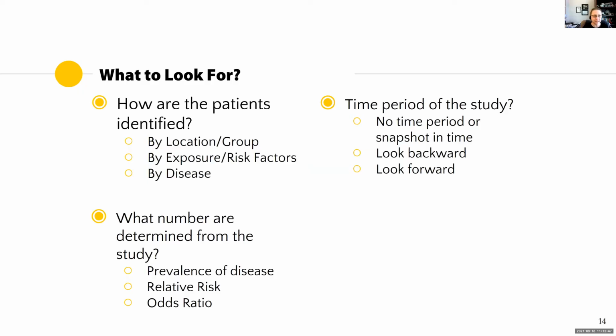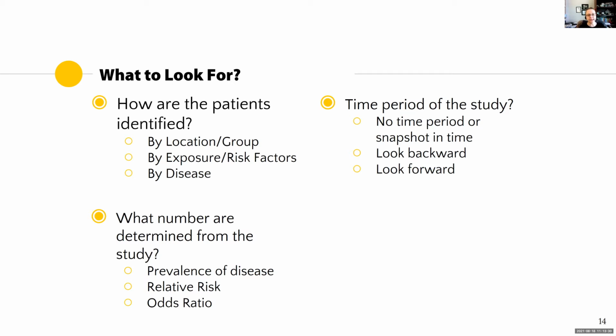All right, so here's a slide just to sum up what to look for when you're trying to figure out what kind of study you're reading, when it doesn't say, or when you say, well, this doesn't sound like a cohort study, even though they say it is. The things you need to look for are, how are the patients identified? Are they identified by their exposure or their disease state or something else? What number can be determined from the study? And remember, we get cross-sectional for prevalence. We want to see a relative risk in the cohort studies, and we want to see an odds ratio for the case control.